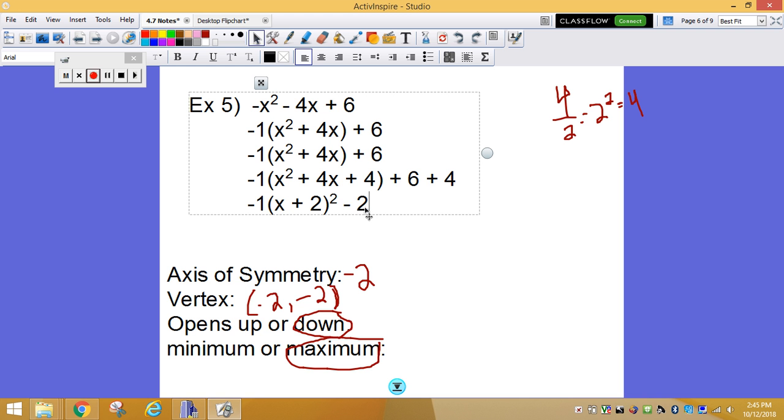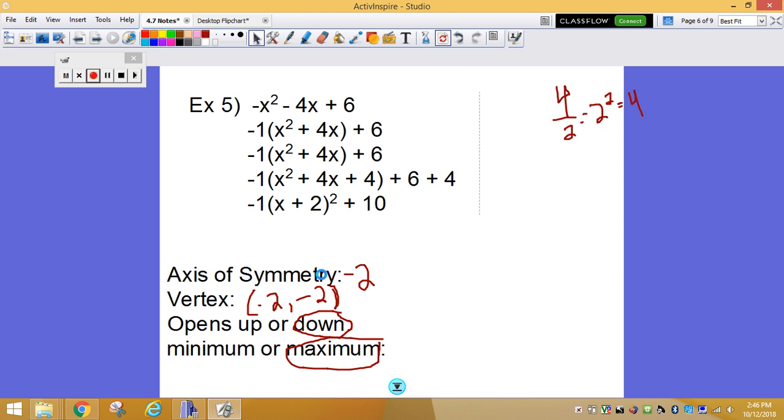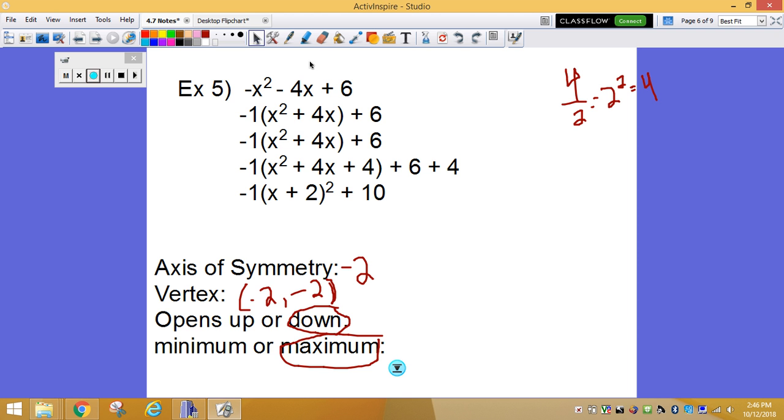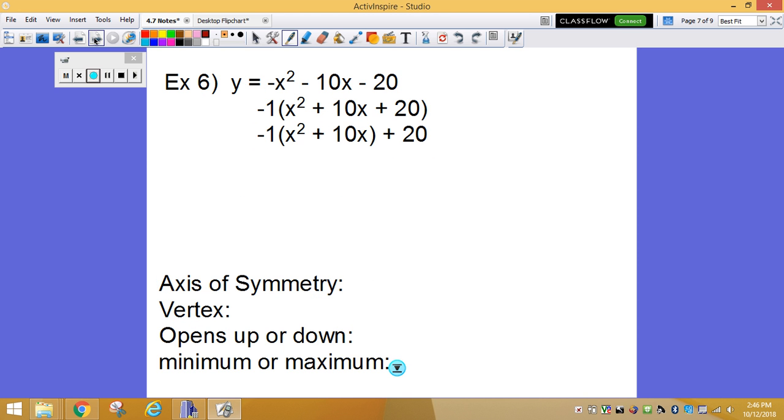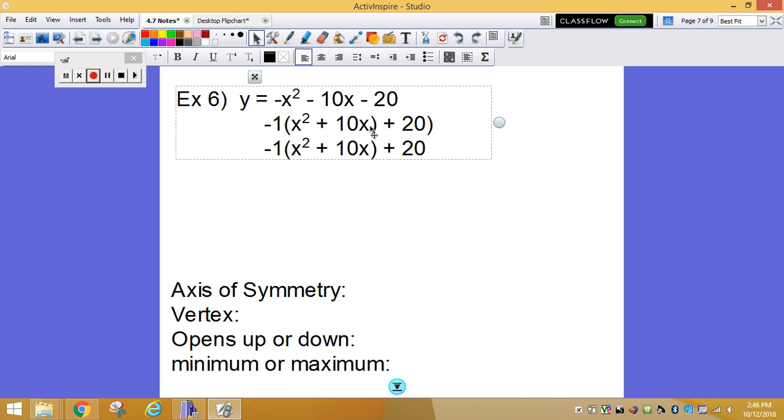So the only thing it really changes is this number at the end. 6 plus 4 is a positive 10, which means here, oh no, this is actually going to be a positive 10. So let me do this one and go back. Again, I just want to take the negative 1 out of this first part. So this is going to stay a minus 20. Whew. Okay, so let's keep going.